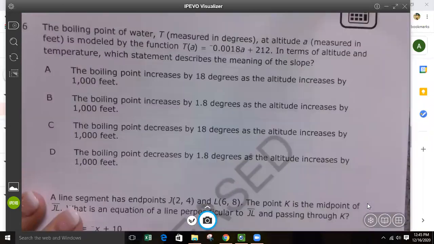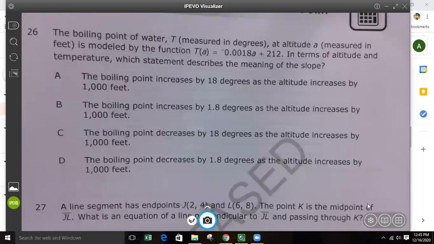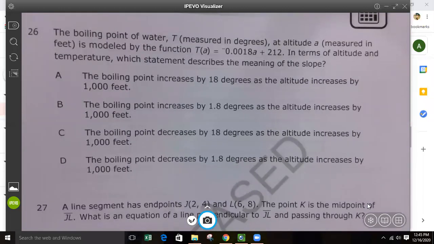All right, so 26 is just knowing place value. So if we look at this one, it says the boiling point of water T, measured in degrees, at altitude A, measured in feet, is modeled by the function. All of that beginning stuff is just telling you where the function comes from and you don't really need it. So your function is negative 0.0018a plus 212. In terms of altitude and temperature, which statement describes the meaning of the slope?